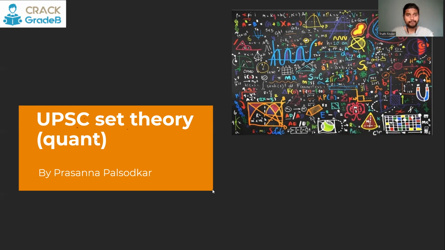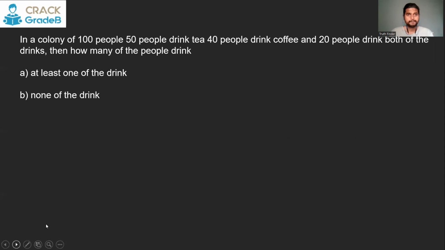Consider this example. It says, in a colony of 100 people, 50 people drink tea, 40 people drink coffee, and 20 people drink both the drinks. Then how many people drink? There are two sub questions. At least one of the drinks, and second question is how many people drink none of it.